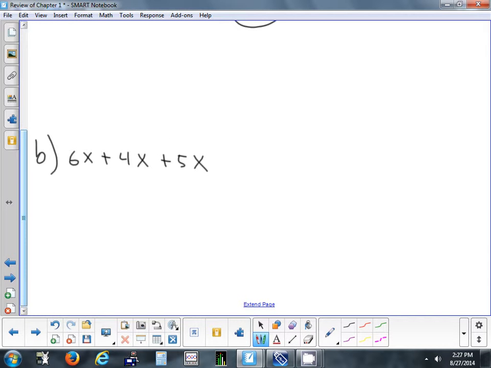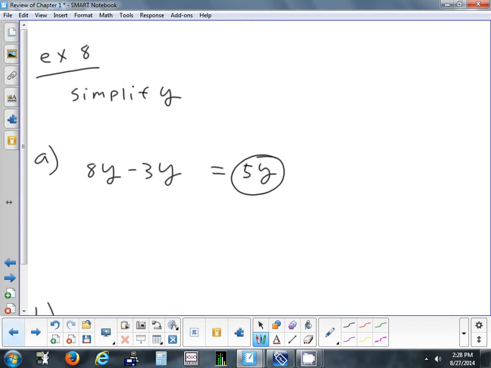First of all, are they all like terms? 6x, 4x, 5x. What should I be expecting to see in your final answer no matter what here? Because it's all addition. X. There better be an x somewhere. The question is how many? 15. Okay, let's check it. 6x and 4x is 10x, and 5x is 15x. Any question on that one?